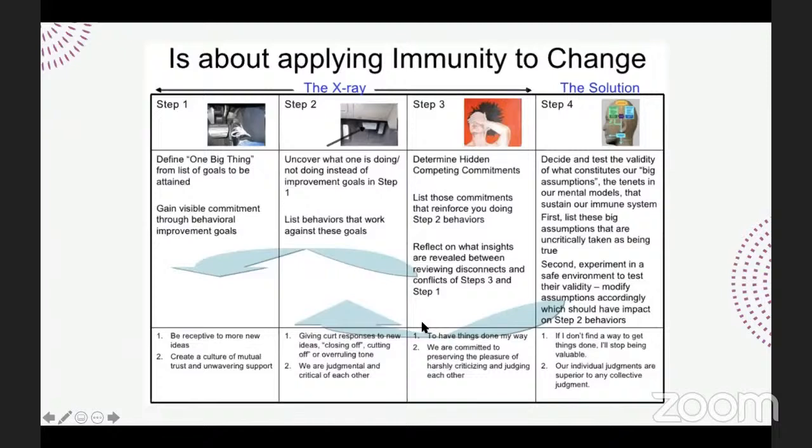Here's what an X-ray model looks like. Step 1 asks you to define one big thing from a list of goals. It wants you to set a bunch of intentions that you would like to change. The second step asks, what are you doing instead of those improvement goals? How are you getting in the way of these intentions? And then step 3 is, what are the competing hidden commitments that I'm silently hanging on to?